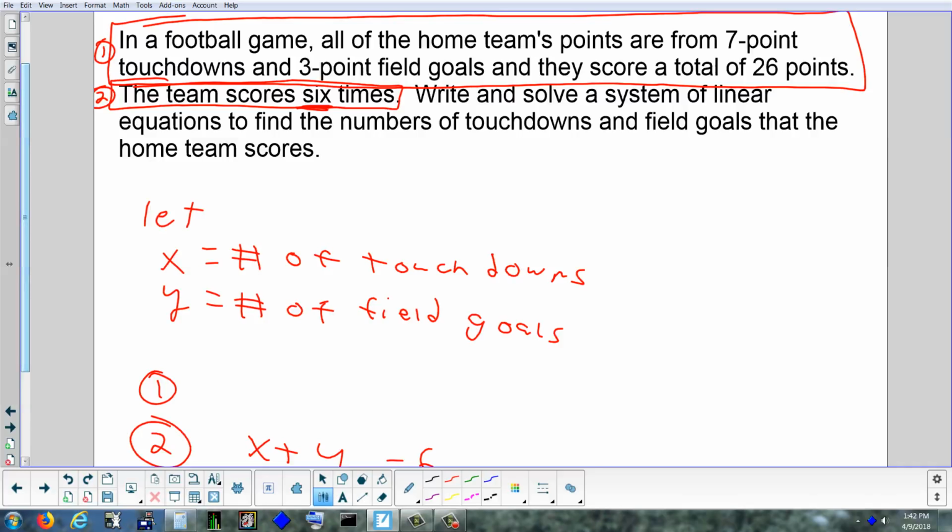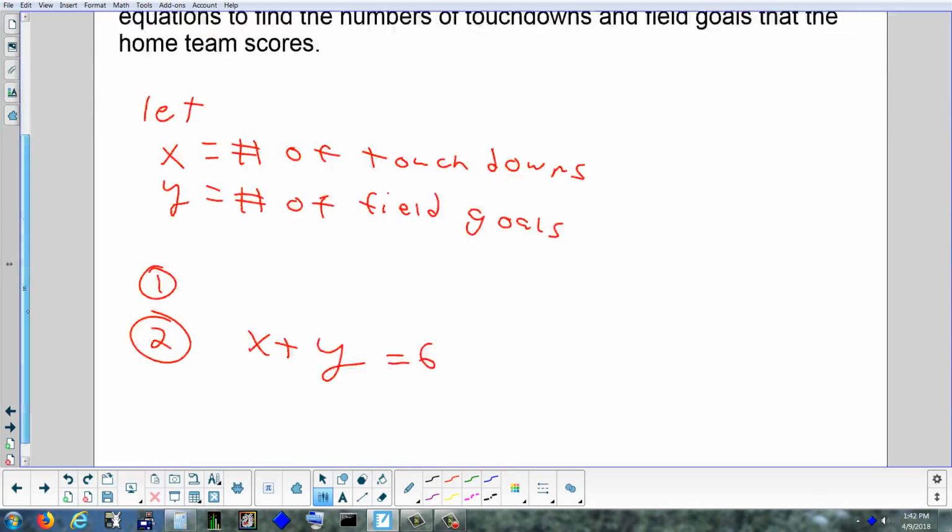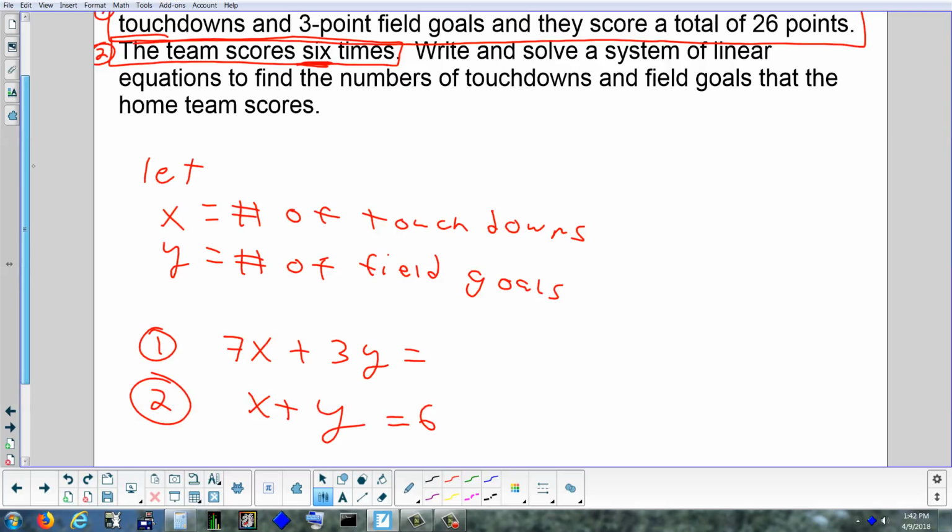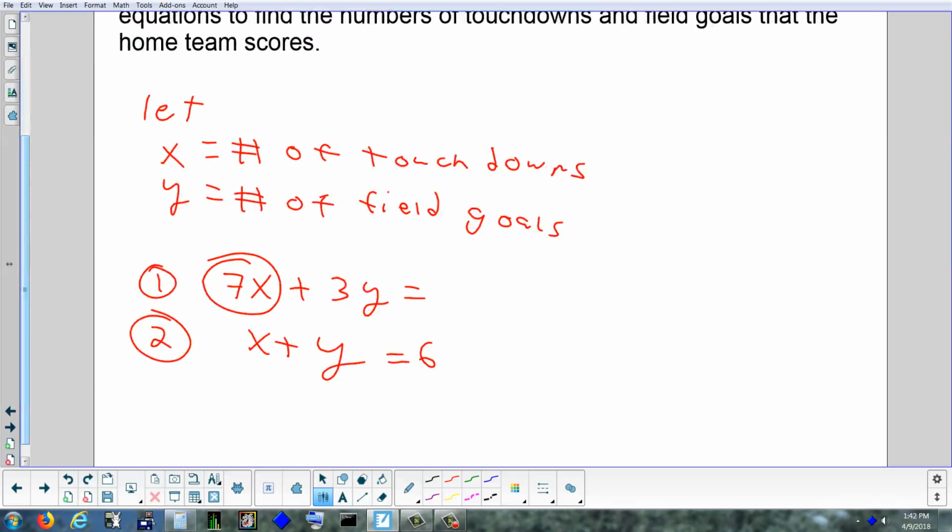Now, the first one. It says all of the home team's points are 7 points for a touchdown. So if you get 7 points for every touchdown and you had 2 touchdowns, what would you do with the 7 and the 2? Multiply, which is 14. But how many touchdowns are we scoring? It's not 2. We don't know if it's 2. It's just x. If it's 7 times 2, 7 times 3, however many. Plus 3y equals 26.